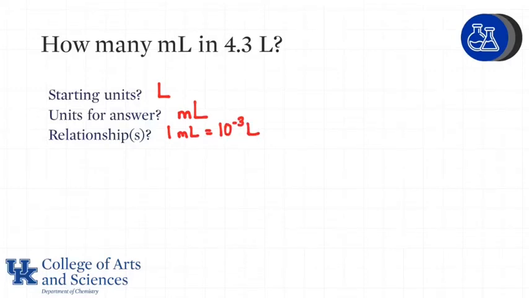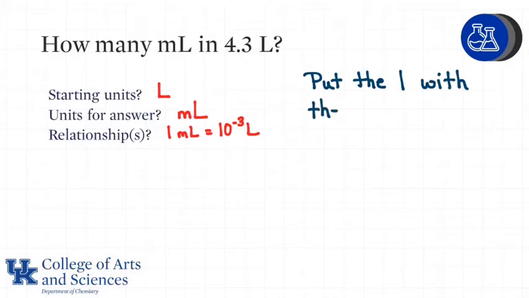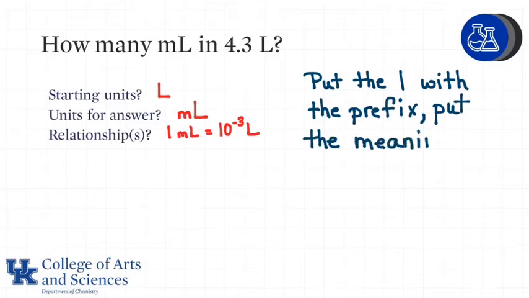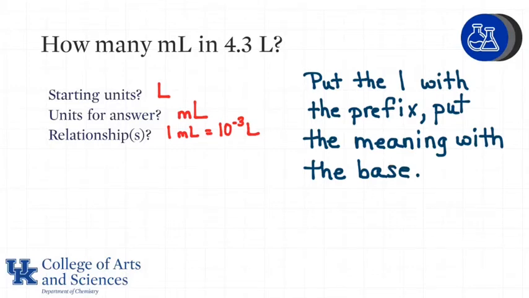So the way to remember how to set up those metric relationships is put the 1 with the prefix and put the meaning with the base. So in this case, the base unit is liters, and so we've put the meaning of milli, which is our prefix, with the base unit. So we put the 1 with the prefix, so in this case milliliters, equals 10 to the minus 3 liters.